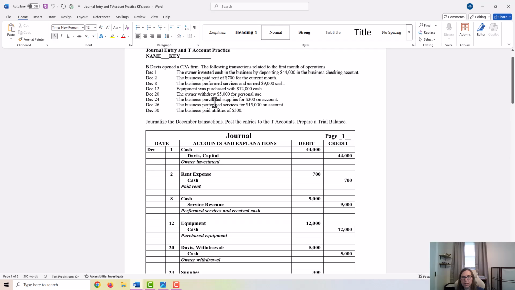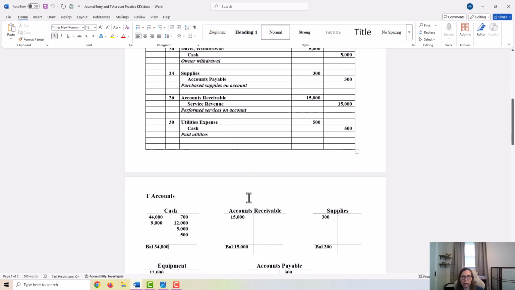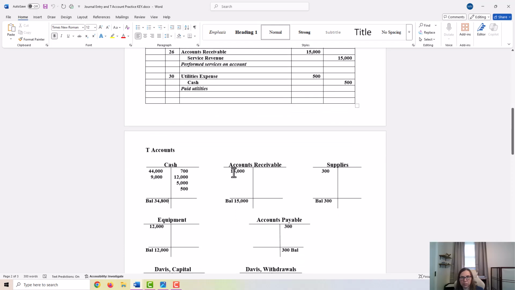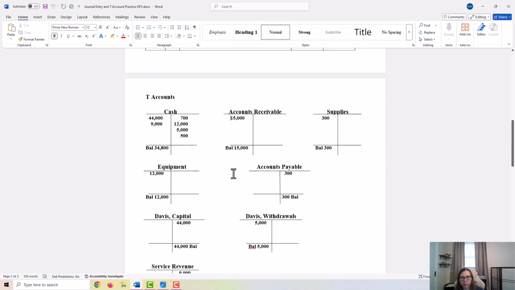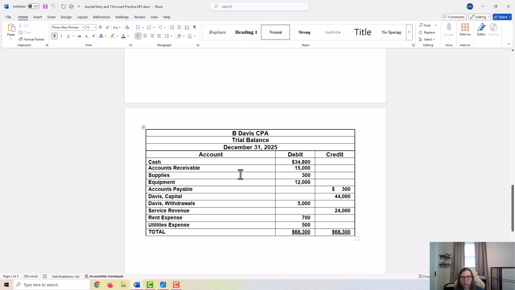I purposely kept this as a very short example because I simply wanted to demonstrate how the journal entries would look, then the fact that you copy those debits and credits over to the ledger or the T accounts, and then you would put the ending balances in the trial balance.